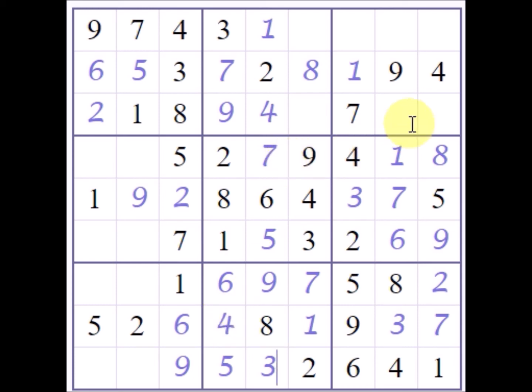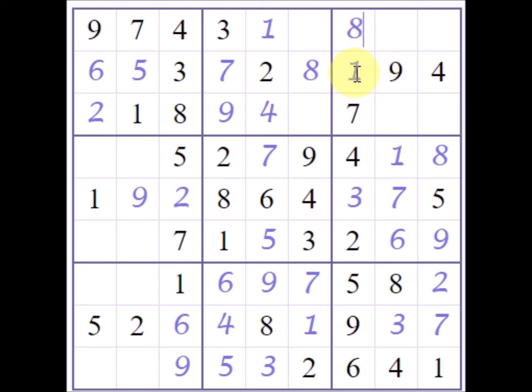Okay, so let's look up here at the top right square here. You can see here in this column, there's only 1 box left. So that one's a really easy one to solve. We just go 1, 2, 3, 4, 5, 6, 7, and 8. 8 is the number that's missing there. So we put that in there.